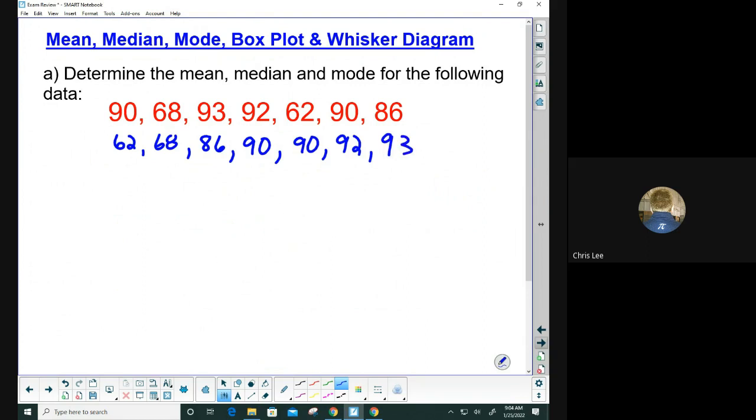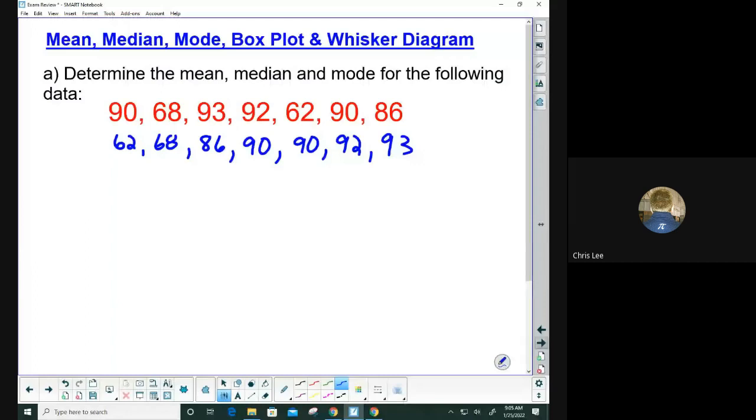People agree with those? One nice little strategy is to reorganize them right underneath the data. So then you know that you've got them all, right? Like if you stopped here with your largest number and you go, oh, I missed one, I forgot it, okay? And I would double check this. 62, definitely the smallest, then 68, 86, 90. There's two 90s, then a 92, then a 93.